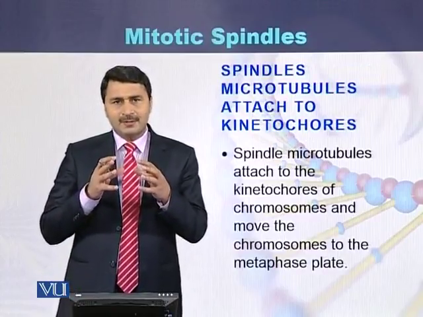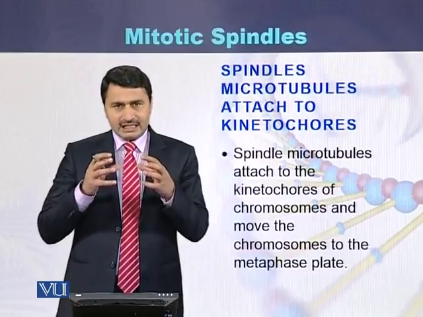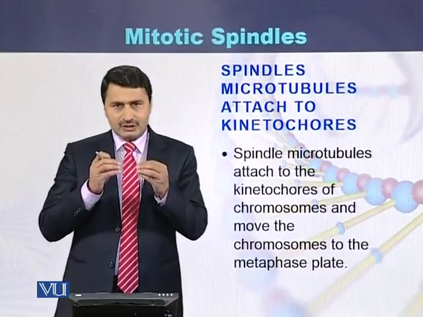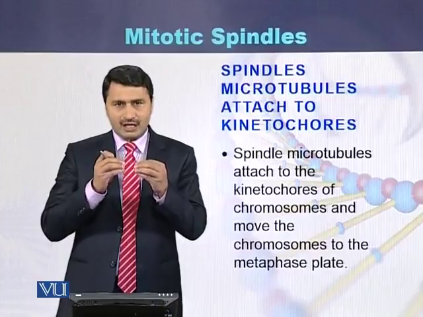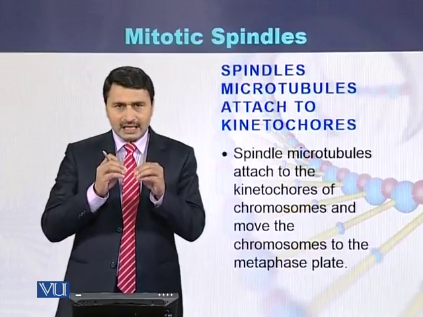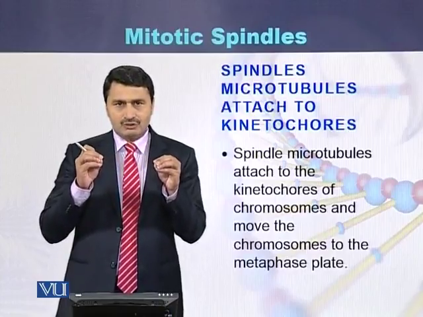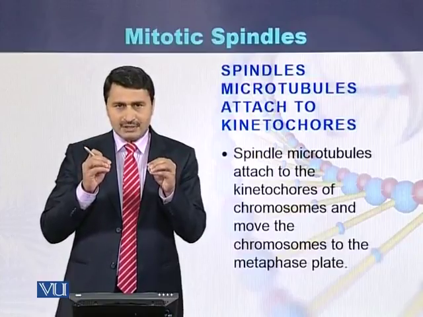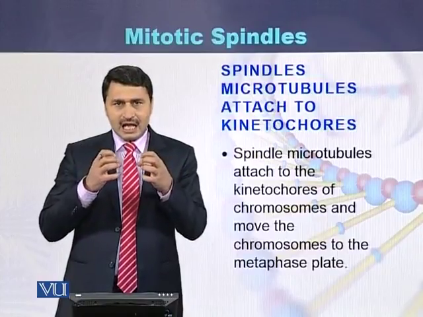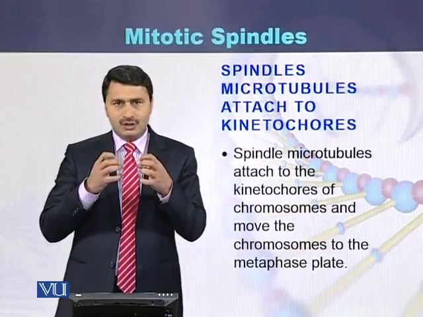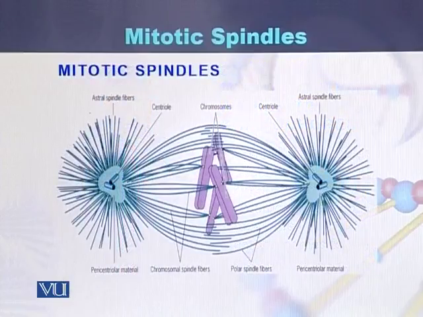Spindle fibers are present within the cell. They are attached to the centromere of the chromosomes. On the other hand, they are attached to the centrioles and ultimately they stretch and move the chromosomes towards the poles. In this diagram, we can see that centrioles are present on both ends.